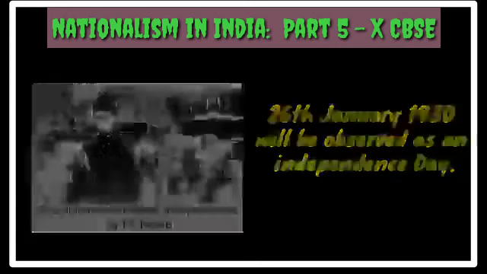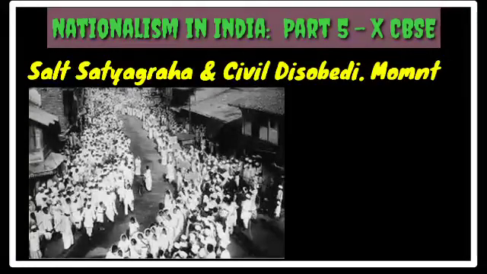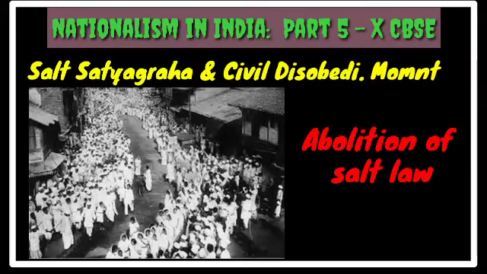Dear students, now let's understand the Salt Satyagraha as well as the civil disobedience movement. Gandhiji found salt as a powerful symbol to unite the nation. On 31st January 1930, Gandhiji sent a letter to Viceroy Irwin stating two demands. The main demand was the abolition of the salt law. Actually, there was a salt law in India. Though it was an essential commodity consumed by all, the British had made a monopoly on salt production. That means only the British government could produce salt. No Indians were allowed to produce salt.